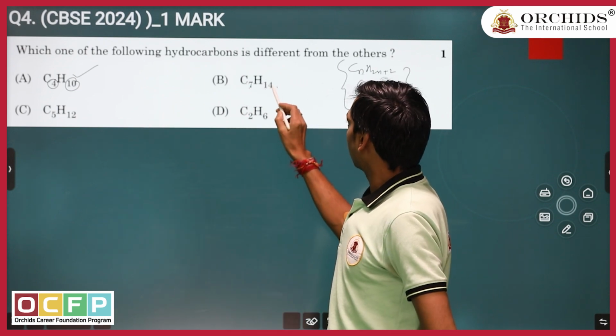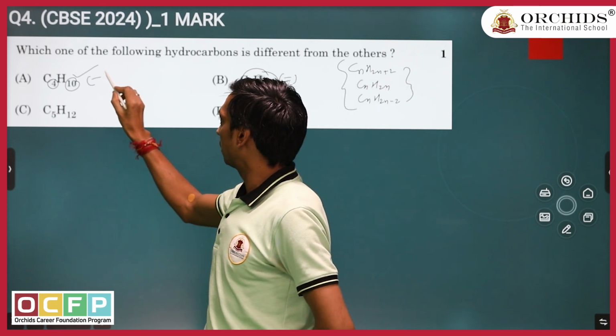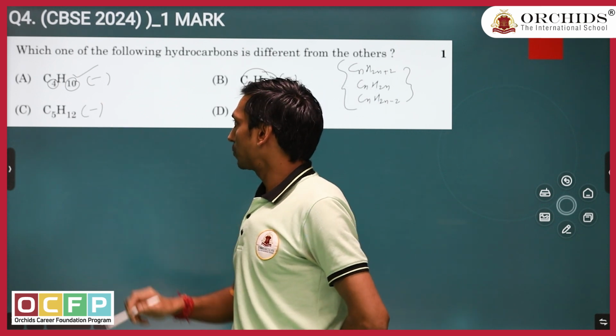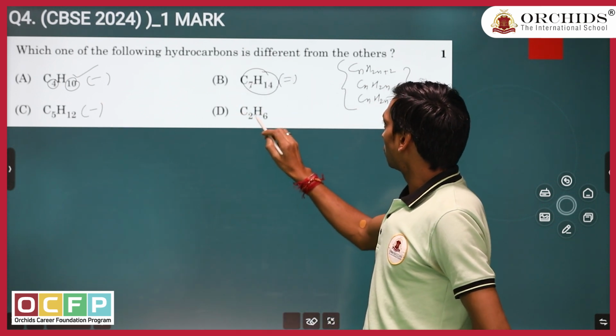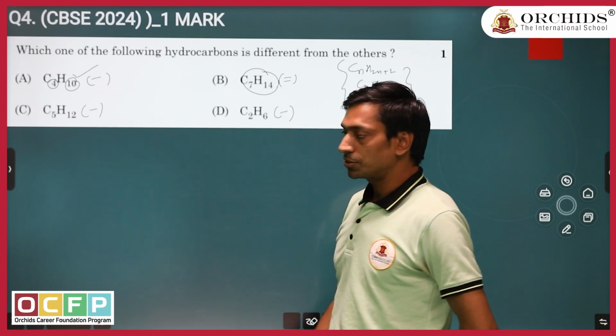Next, 7 to the 14. This is our alkene member. This is our alkane member. 5 to the 10, 10 plus 2, 12. This is also saturated hydrocarbon. 2 to the 4 plus 2, 6. This is also saturated. So A, C, D are saturated hydrocarbons.